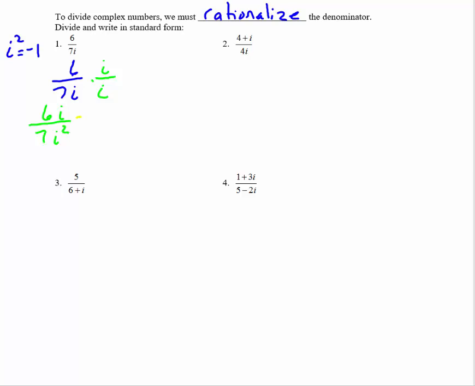Again, i squared is negative 1. So we get 6i divided by 7 times negative 1. And so we end up with 6i divided by negative 7. Be careful not to leave the negative in the denominator. We want to put the negative out in front or on top. I'll put it on top, so negative 6i all over 7.